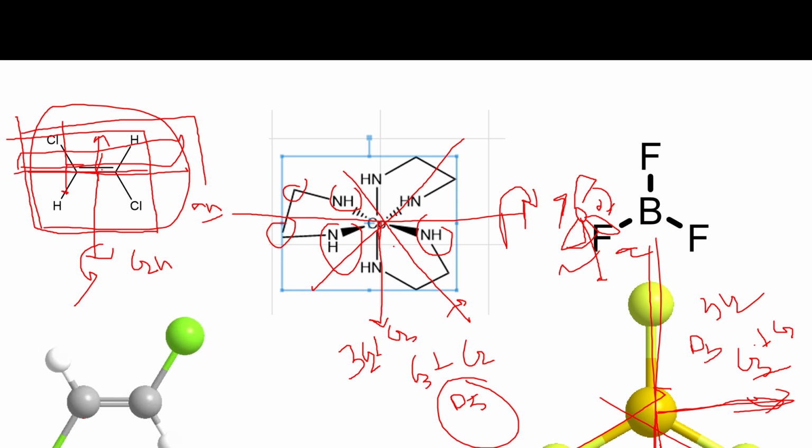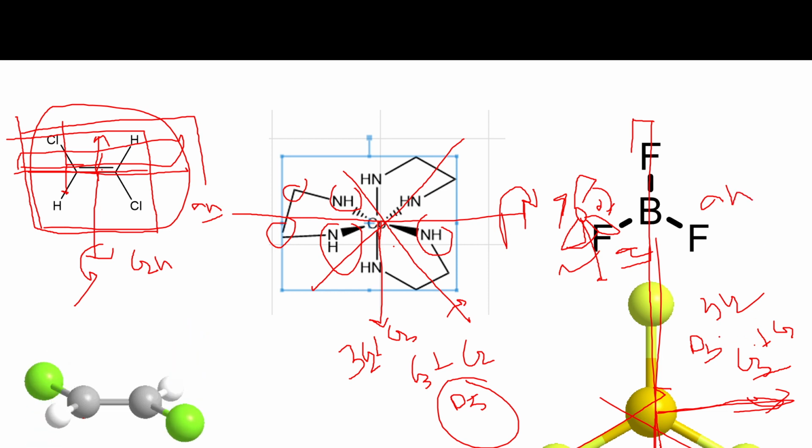Then we have to find out whether a sigma plane is present or not. Now the sigma plane will be like this. If you cut this molecule, there will be sigma v also present, and cutting from this side also, sigma is present. If there is a sigma h, then this will be D3h.